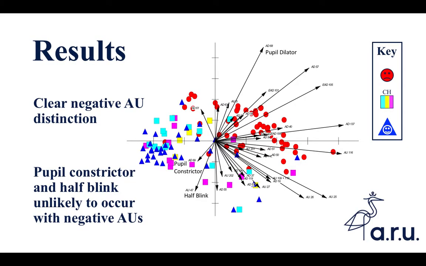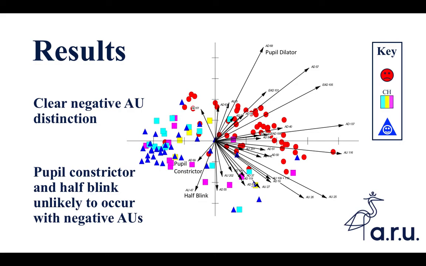This is the PCA, a principal component analysis of my results. A PCA groups variables and shows associations across treatment groups. As you can see by the separation of cats in the negative group, the red circles, from the other groups, there's a clear distinction between negative and positive muscle activations, with CH cats, the squares, aligning more with the positive group, the triangles.